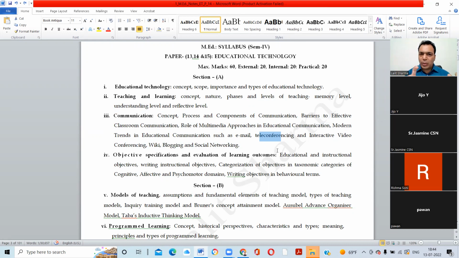blogging in educational communications. Otherwise, second, he will put what is the role of a multimedia approach in educational communications, or he can put what are the barriers for effective communications. Okay, so these are three things. Components they cannot include for long, because these are only short answers.